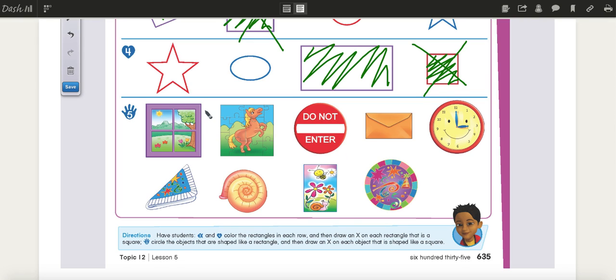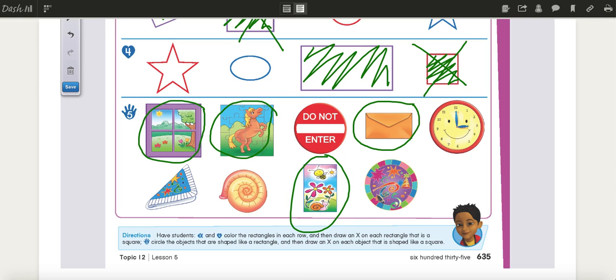Is this a rectangle? Yes. Is this a rectangle? Good job. Is this a rectangle? No. Is this a rectangle? What about the clock? The napkin? What shape is that? A triangle. Is this a rectangle? No, that's a circle. What about this? Yes. And the last picture? No.